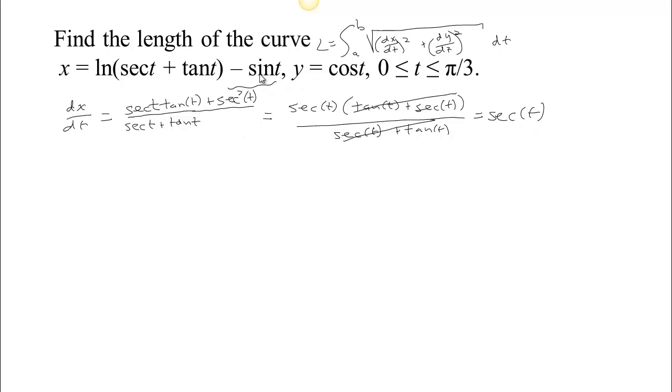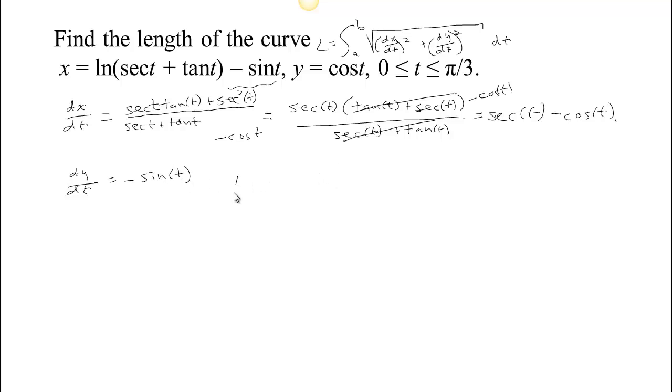Oh, and I just remembered I left off part of the x. The other part of this derivative would be the derivative of minus sine, which is minus cosine. So we should have a minus cosine. So I end up with secant t minus cosine t in this problem. Now dy dt is easier. Since y is cosine, the derivative of cosine is minus sine t.